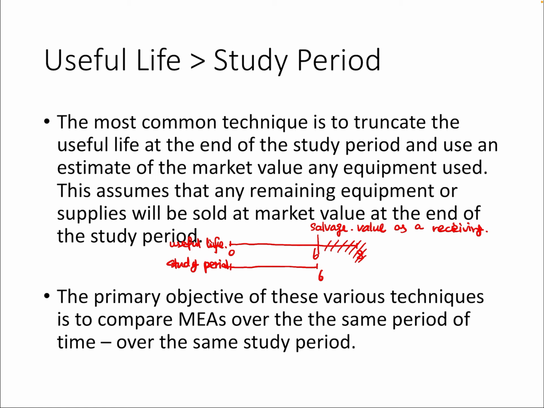And the primary objective of these various techniques is to compare MEAs over the same period of time, over the same study period. Okay, so all you need to do is to truncate the long useful life of an equipment, and by truncating it, you have to assume that you will sell it at the end of the study period. Okay, and you will add this salvage value in your cash flow diagram so that you can compare all the different options. Okay, don't forget to add this salvage value at the end of the study period.